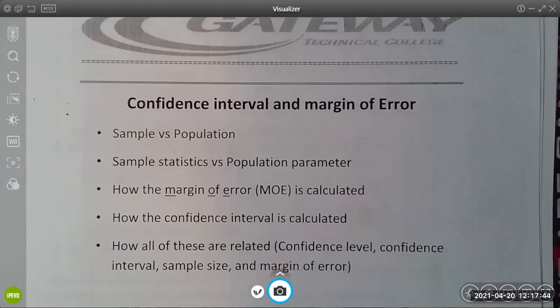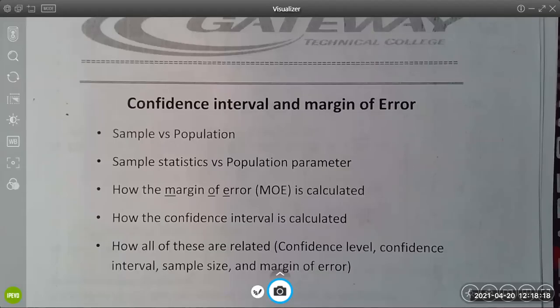First, we want to understand the difference between a sample and the population. And then what is a statistic? What is a parameter? And then we want to learn how to calculate the margin of error, and then how to calculate the confidence interval, which is closely related to the margin of error. And then finally, we're going to connect all of this together.